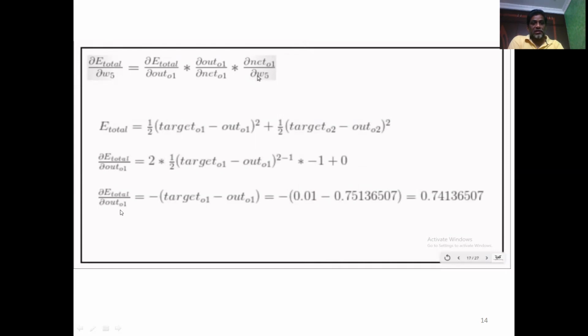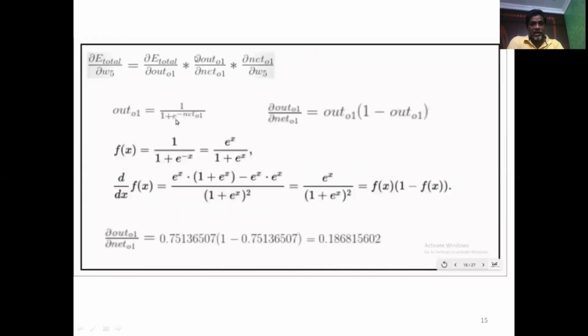Okay. So initially, by calculating this dou E total by dou out O1, we got 0.74, and then for this second term, dou out O1 by dou net O1, we know that out O1 is a sigmoidal function, which is 1 by 1 plus e power minus net O1. Once we apply that derivation, we get f of x into 1 minus f of x, if f of x is 1 by 1 plus e power minus x. We know this mathematically. I explained this in an earlier class also.